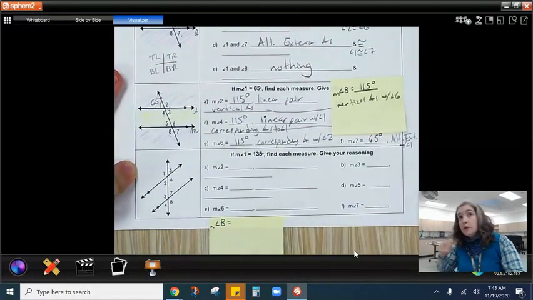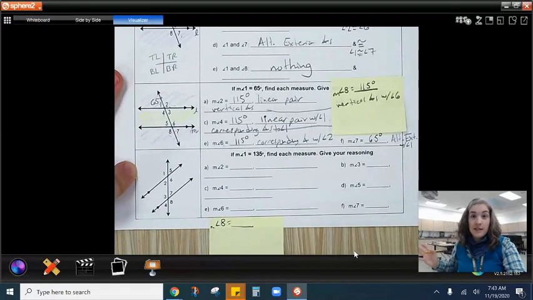I am not going to color code this one. I want you to try this one on your own. So pause the video, try it out. Okay, let's go over it together, see if you came up with any of these reasons.